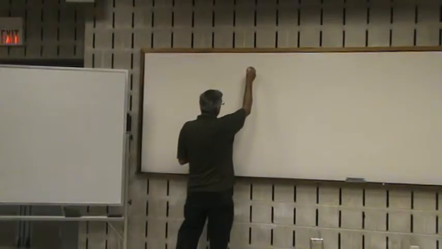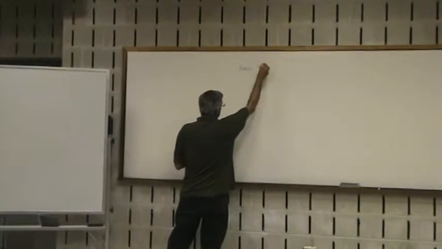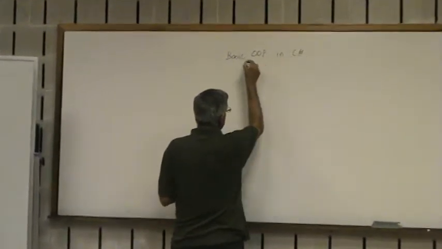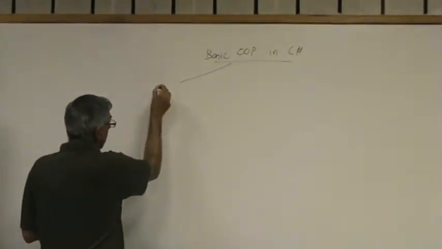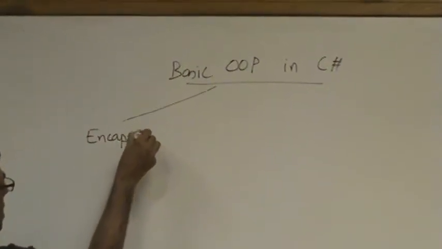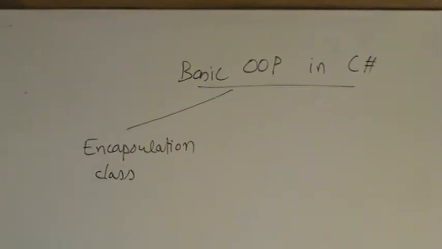So we were looking at concepts of basic object-oriented programming in C#. And as we have discussed, there are three concepts, right? Encapsulation, which basically means creating a class, okay?